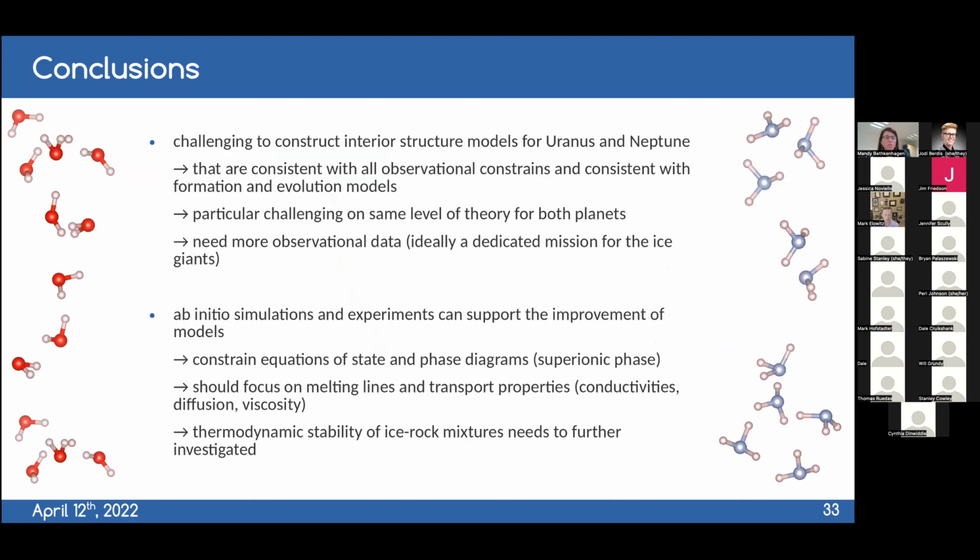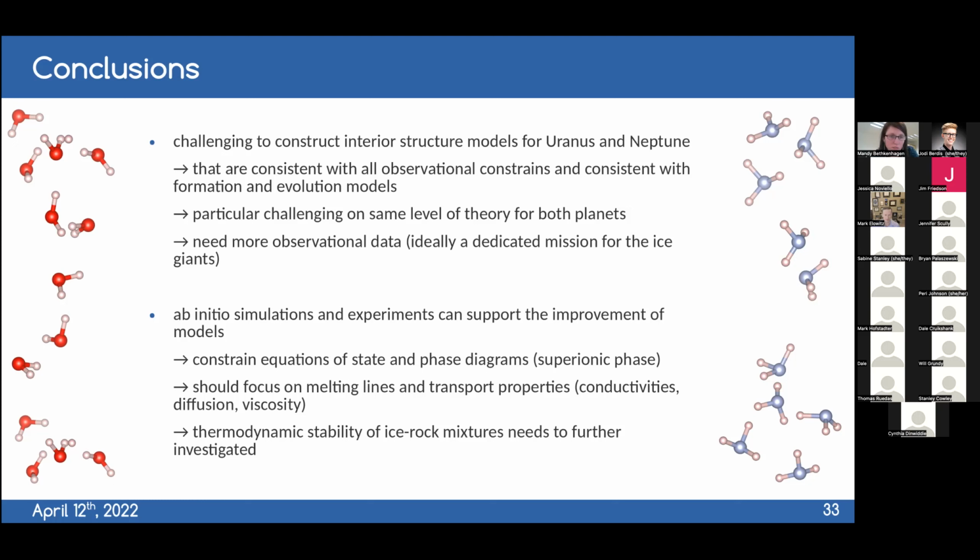Okay, so just to summarize quickly, I think it's still challenging to construct nice Uranus and Neptune models, because there's not enough observational constraints for the moment. And especially to describe both planets on the same level of theory seems to be a rather big challenge. So what seems to work for one planet doesn't necessarily give a good planetary model for the other one. So there's really some work that needs to be done.